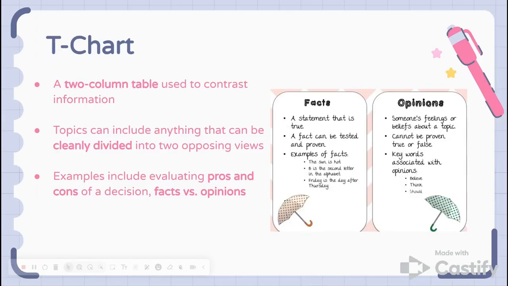The next type of graphic organizer is the T-chart. The T-chart graphic organizer is a two-column table used to contrast information. Topics can include anything that can be cleanly divided into two opposing views. Examples include evaluating pros and cons of a decision, facts versus opinions, maybe advantages and disadvantages, or strengths and weaknesses.